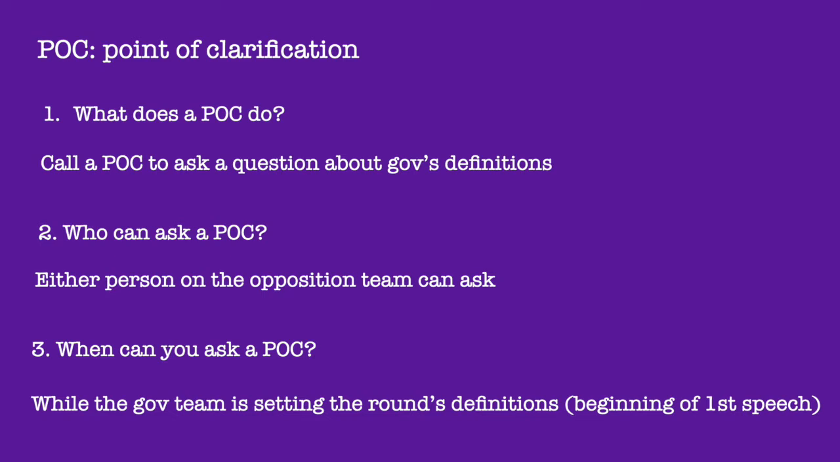That means that you can ask a POC only if you're on the opposition side, and only when the government is setting some definitions for the round. And how do I actually ask a POC? You just say, I'd like to call a POC to the judge, and they'll stop the time. Then you ask your question, and the Prime Minister, who's the first speaker for the government, will answer your question. After, time will resume.